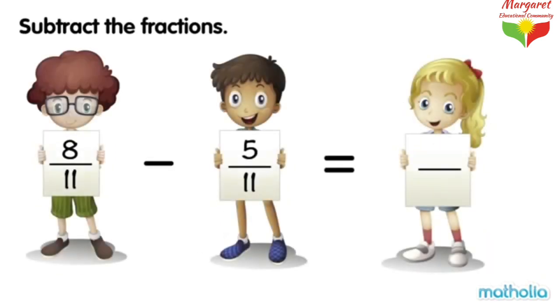Subtract the fractions. Let's find 8/11 minus 5/11. The denominators are the same. The fractions are like fractions. So let's subtract the numerators. 8 minus 5 equals 3. 8/11 minus 5/11 equals 3/11.